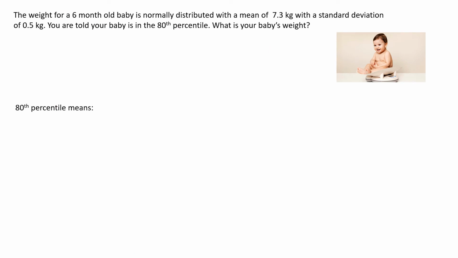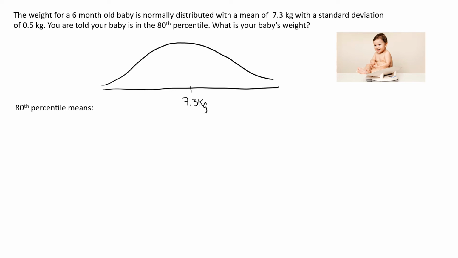So let's do this one more time. The weight of a 6-month-old baby is normally distributed. The clue here is that we're going to do a normal distribution again. And the average weight is 7.3 kilograms. And the standard deviation is 0.5.